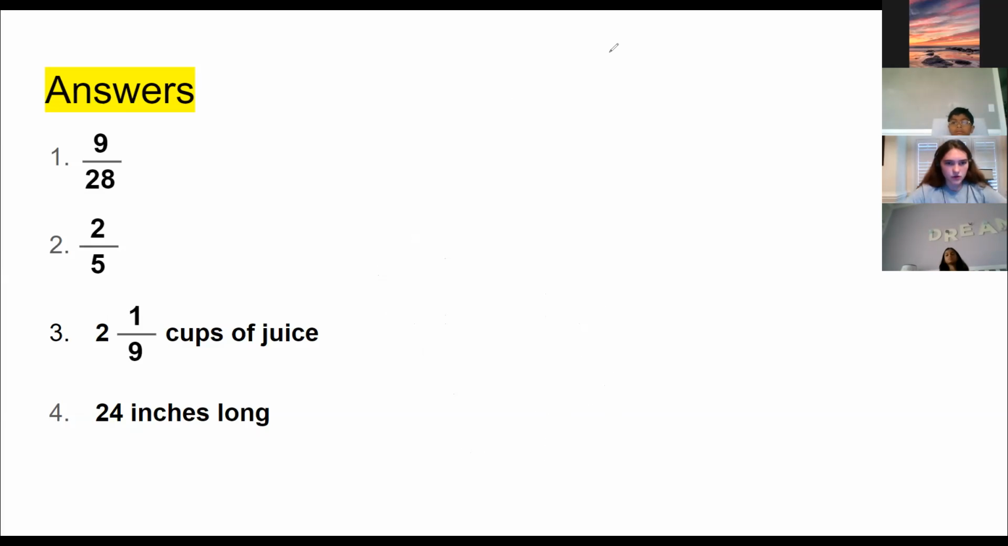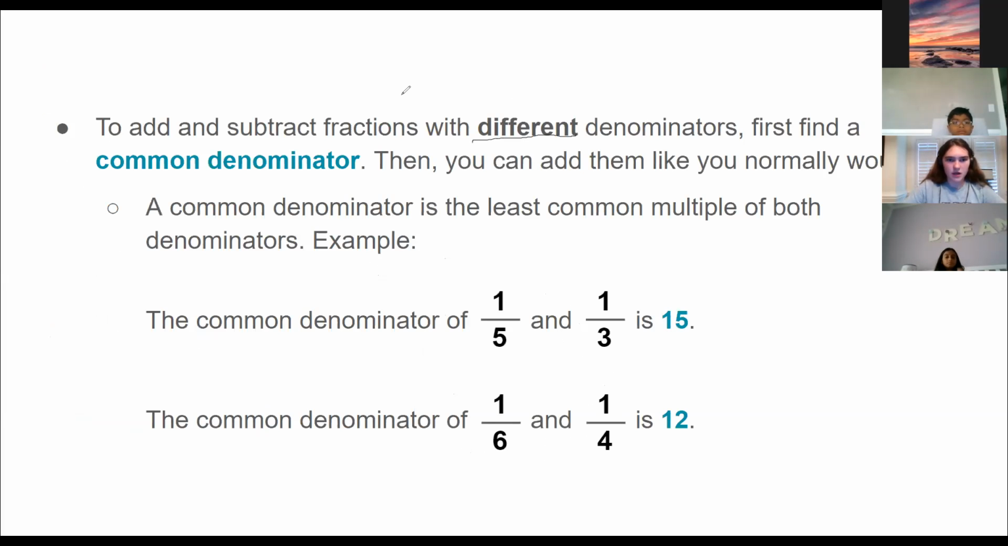To add and subtract fractions with different denominators, you need to first find a common denominator. Then you can add them like you normally would. The common denominator is the least common multiple of both denominators. So the common denominator of 1/5 and 1/3 is 15. The common denominator of 1/6 and 1/4 is 12. Does that make sense? Okay. Yeah.